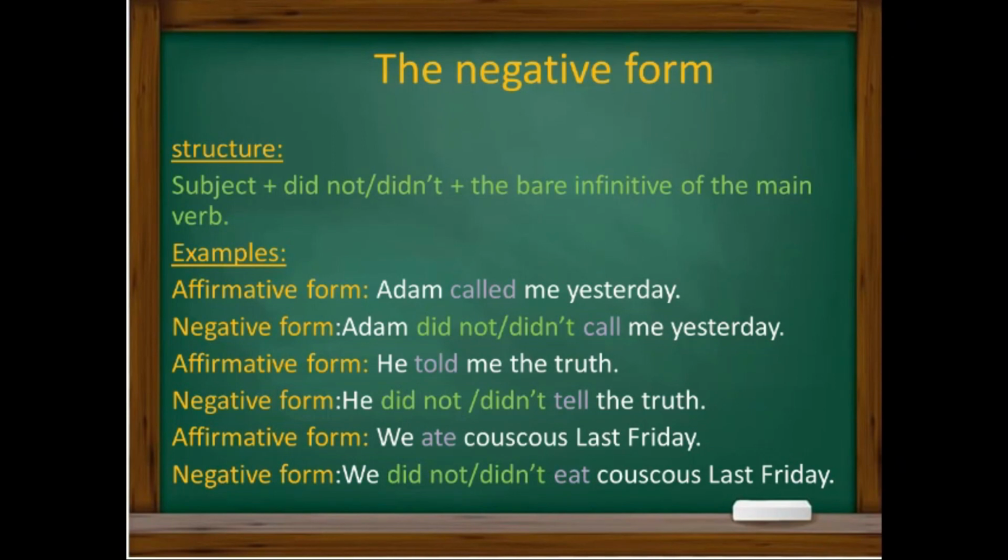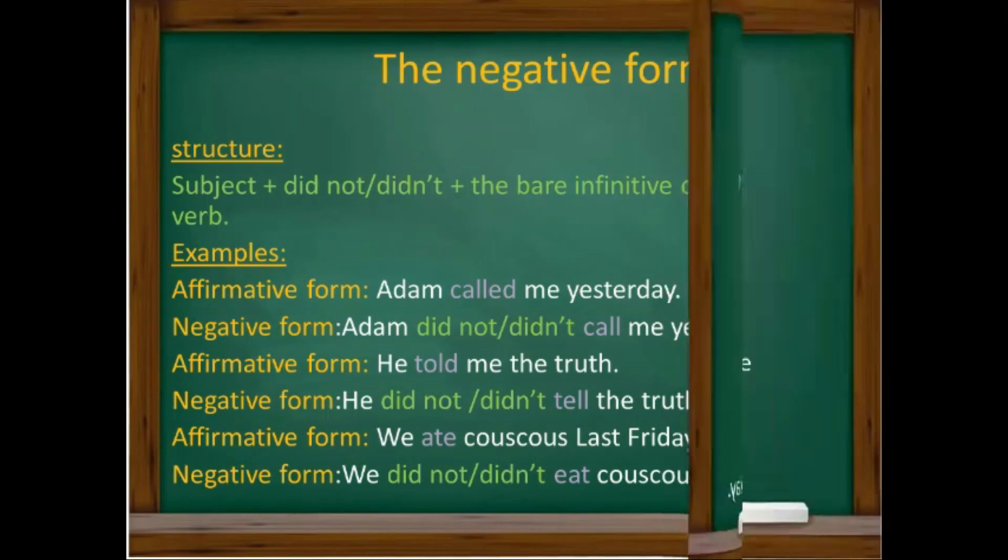The affirmative form. He told me the truth. The negative form. He did not or didn't tell me the truth. The affirmative form. We ate couscous last Friday. The negative form. We did not or didn't eat couscous last Friday.